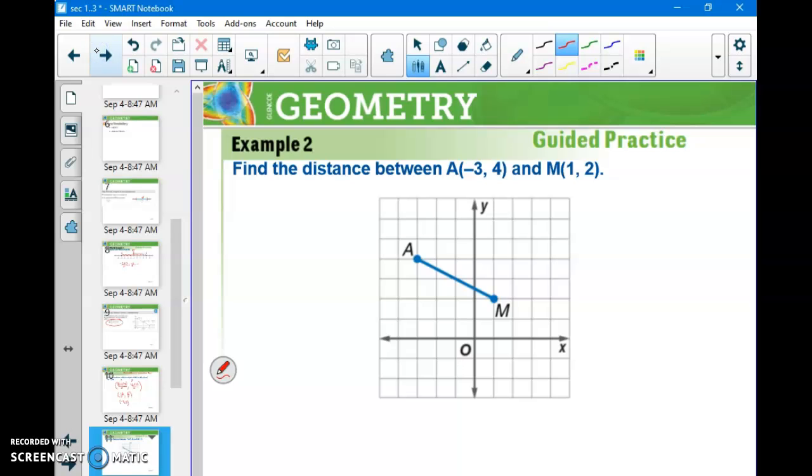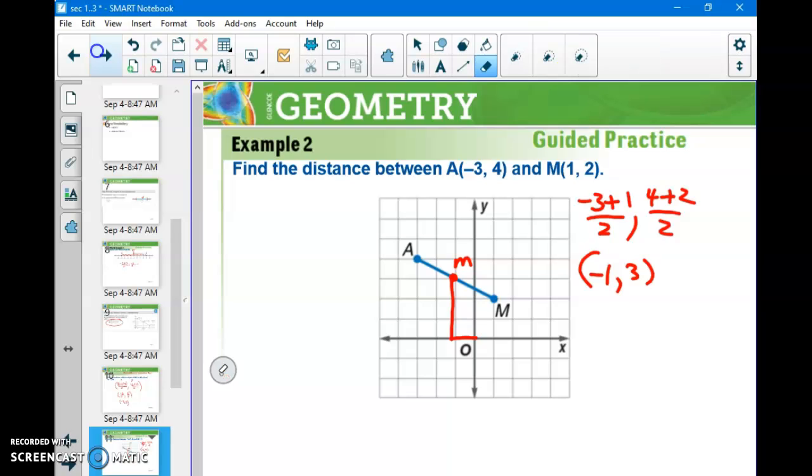On here, it can't really tell on the graph exactly where it is, so I'm going to use the coordinates again. Negative 3 plus 1 divided by 2, and 4 plus 2 divided by 2. And I get negative 2 over 2, which is negative 1. 4 plus 2 is 6. 6 divided by 2 is 3. So at negative 1 up 3, right there, we would label that M.